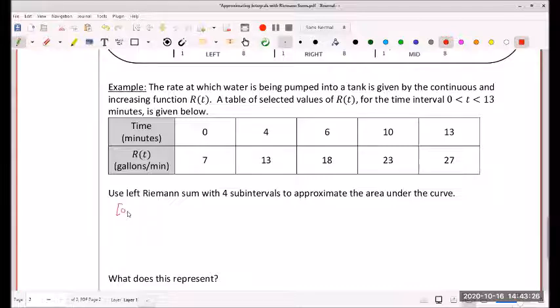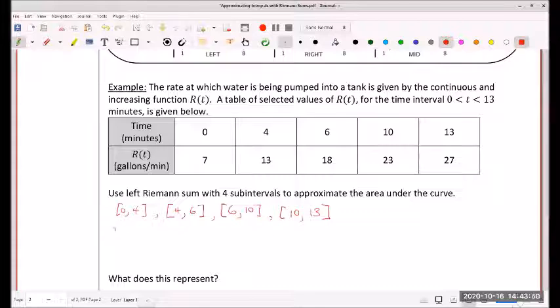So the first is going to be 0 to 4, and the second is going to be 4 to 6, and the third is going to be 6 to 10, and the fourth subinterval is going to be 10 to 13. Okay, that gives us 4 subintervals. We're going to use the left Riemann sum.